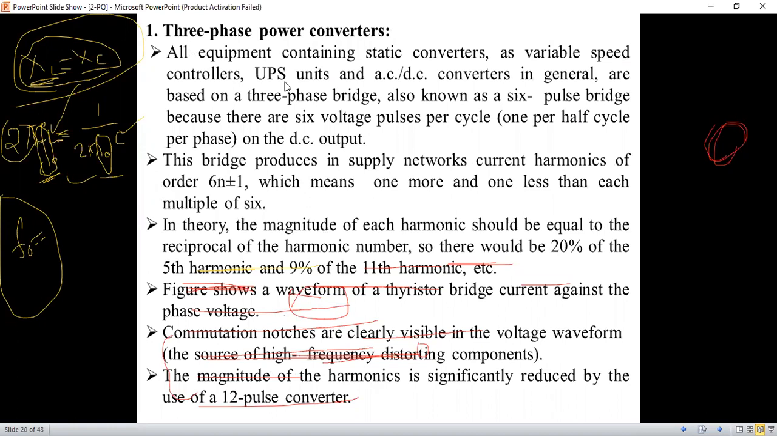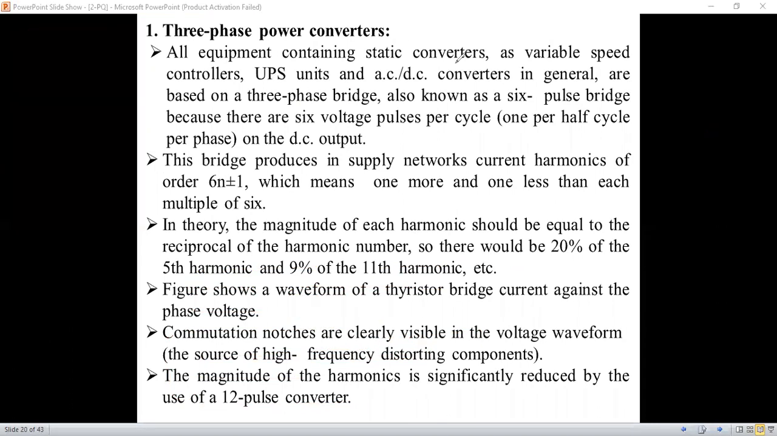So, three-phase power converters. Converters means we are going to use bridge rectifiers. We can use the 6-pulse bridge rectifier. In power electronics we have already studied that one, the 6 pulses and all the things.